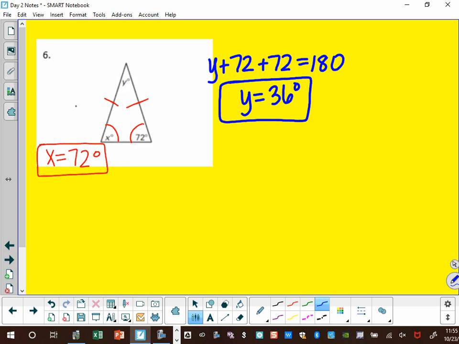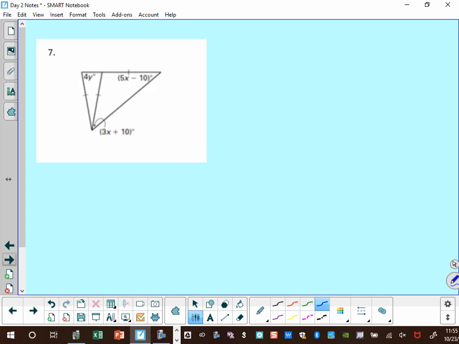Any questions here? Look at number 7. Okay, so we have two triangles inside of one big one. I'm going to start with the bigger triangle. Is this an isosceles triangle? Yes, right? Have a hash mark there, have a hash mark there.